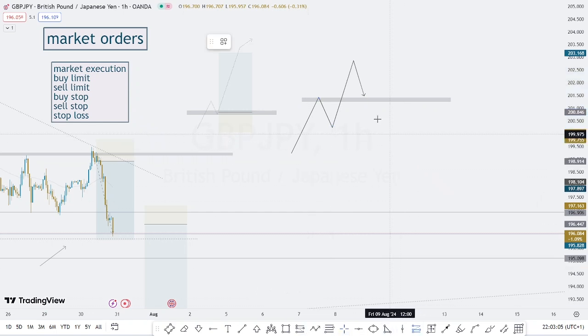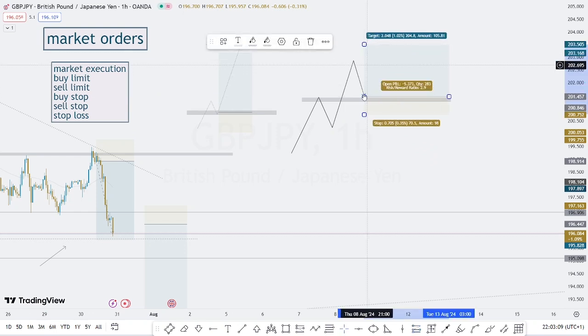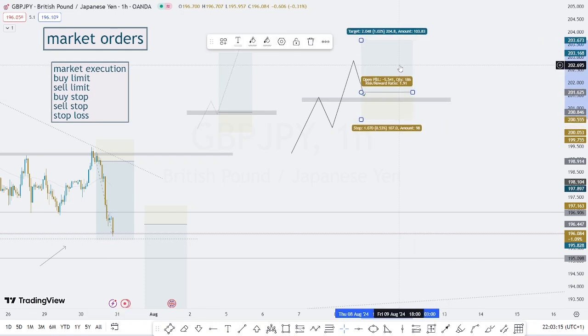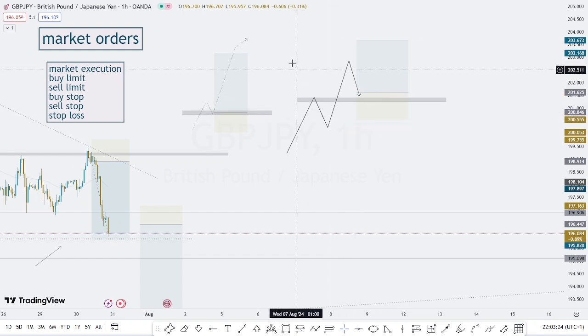So in this case, you have to put your pending order somewhere around here. You just put your pending order somewhere around here. So that is how buy limit works. Understand? So on the other side, sell limits.